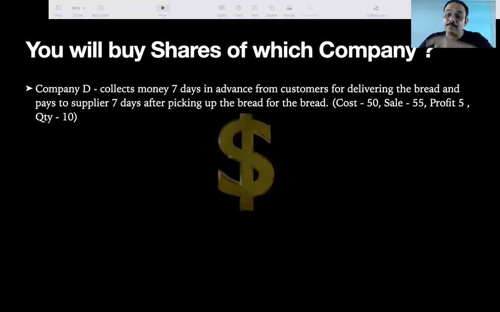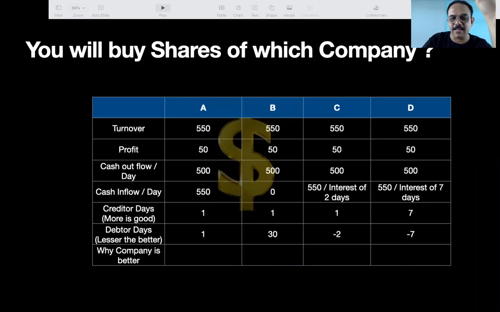Now, company D collects money 7 days in advance from the customer and pays the supplier after 7 days. So naturally, we will buy shares of company D. You can fill this in your sheet. Now everyone is comfortable with turnover, profit, cash outflow, cash inflow, creditor days, debtor days. Can I assume you are now comfortable at least with the terms?